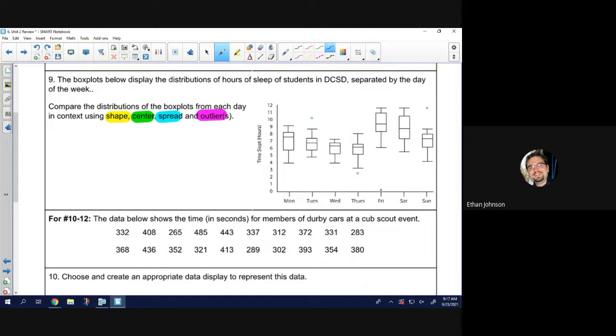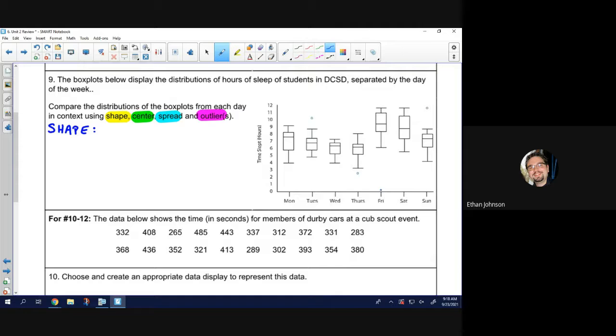So first, let's say shape. Shape is referring to the distribution. Now these might be a little bit harder to see when we say skewed left, skewed right, and whatnot. But we can kind of use our median to help. So if you look at Monday, you have a very high median, a lot more data is below it, so that is skewed left. Looking ahead, Wednesday is also skewed left because we have a lot of data there.